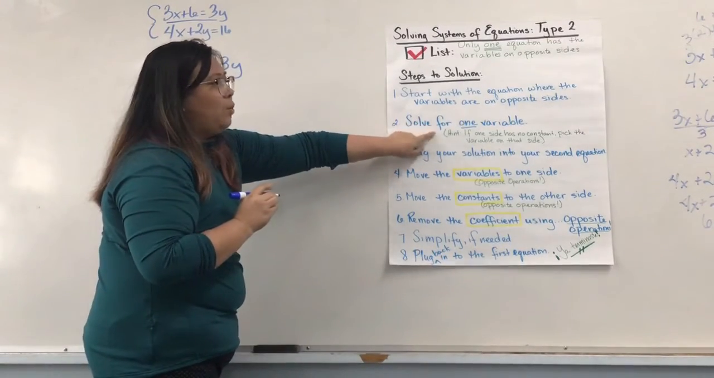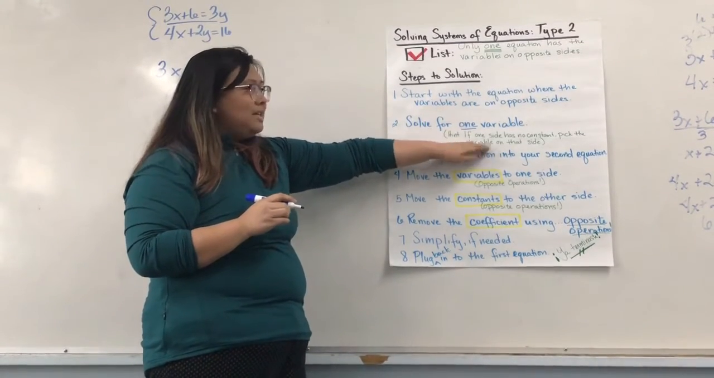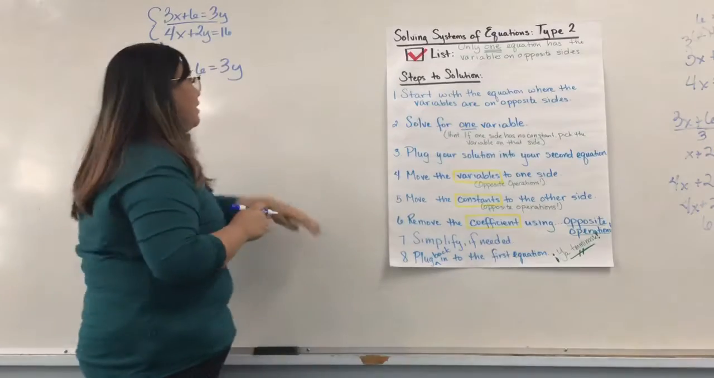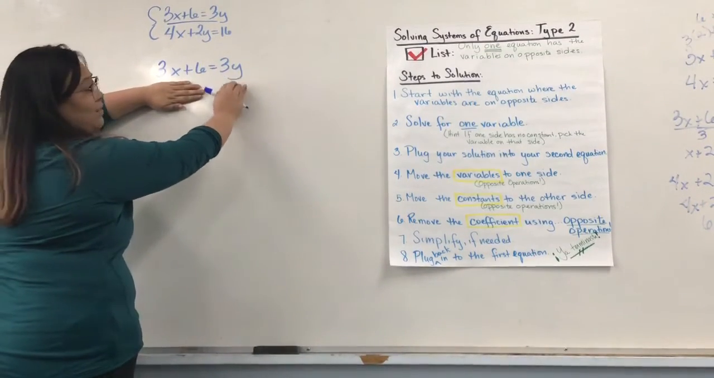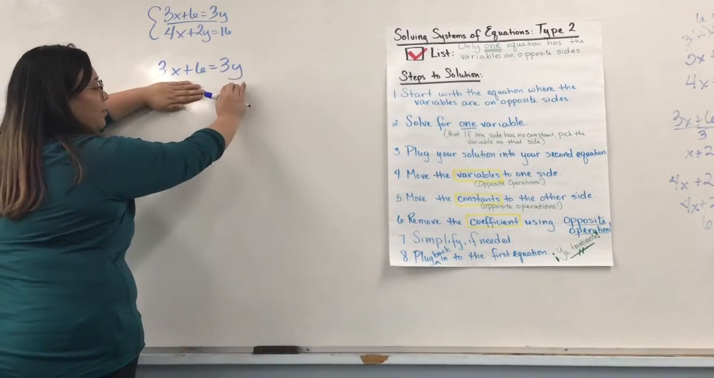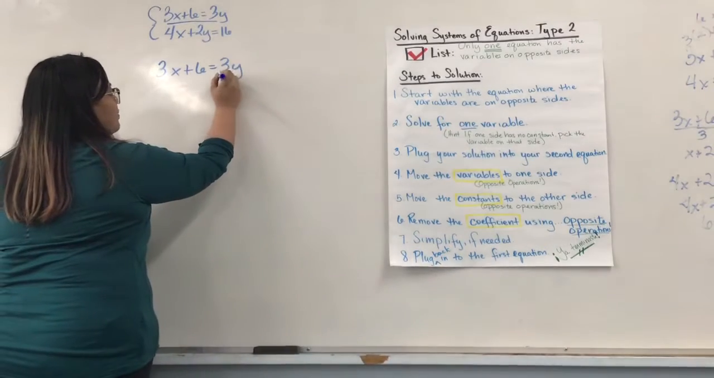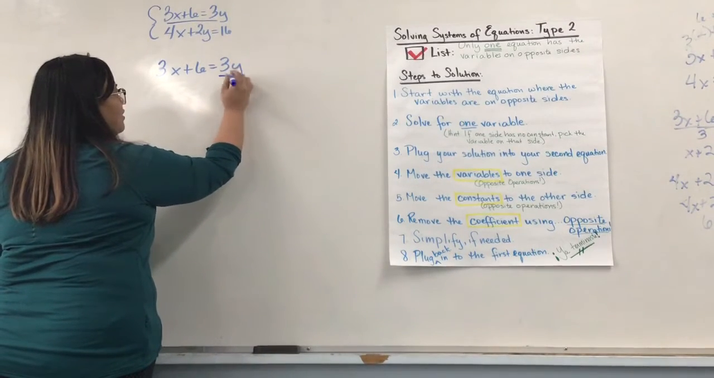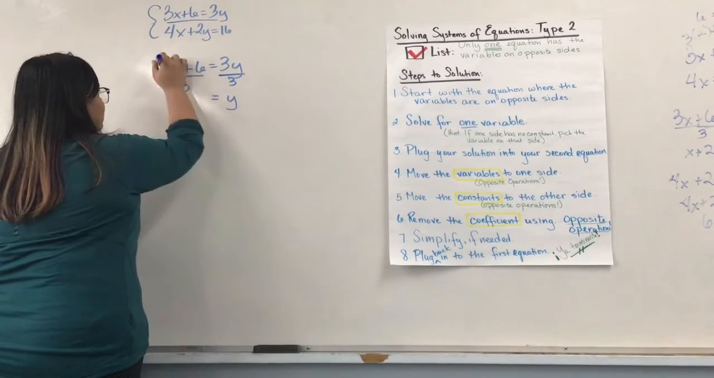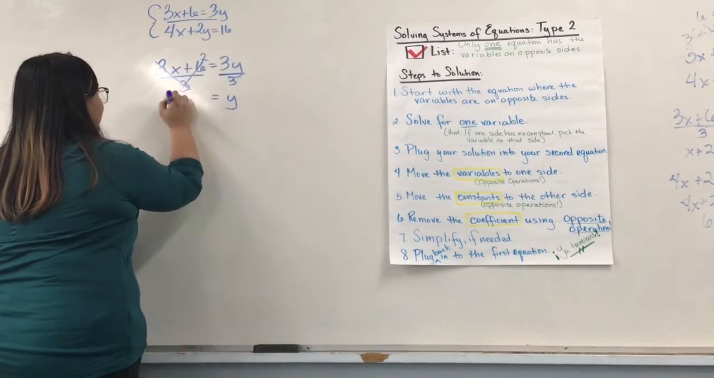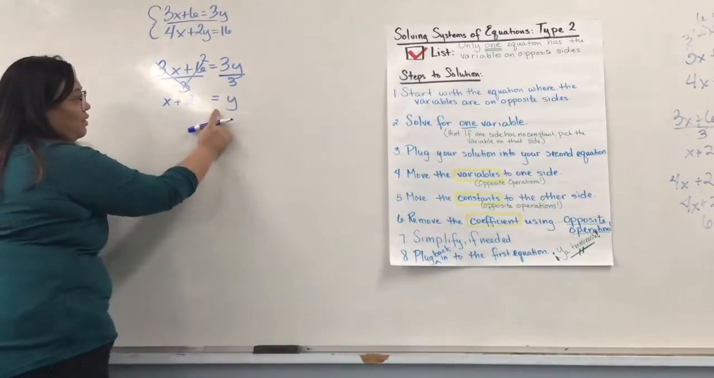Next step, I want to solve for one of the variables. Here's your big hint. If one side has no constant, you want to pick the variable on that side. So if I'm looking at my problem right here, this side is the only side of the equal sign that does not have a constant. So what I'm going to do is solve for y. In order to solve for y, I'm going to do my opposite operation. So it's 3 times y, so I'm going to go ahead and divide both sides by 3. So I have y equals x plus 2. Now I have a much nicer looking equation.